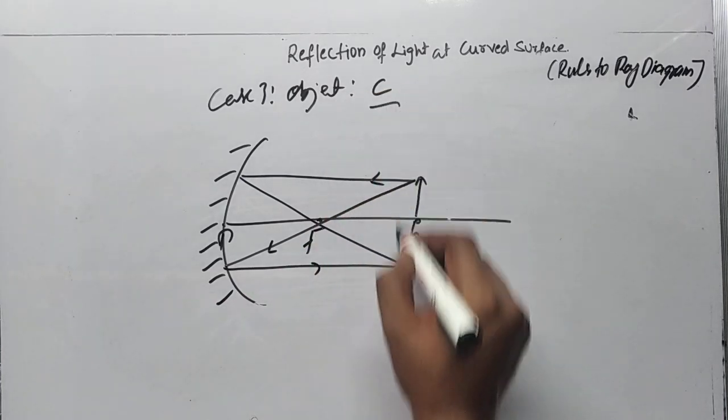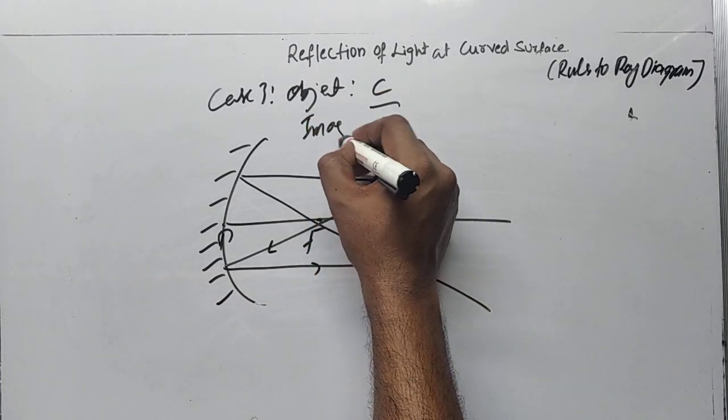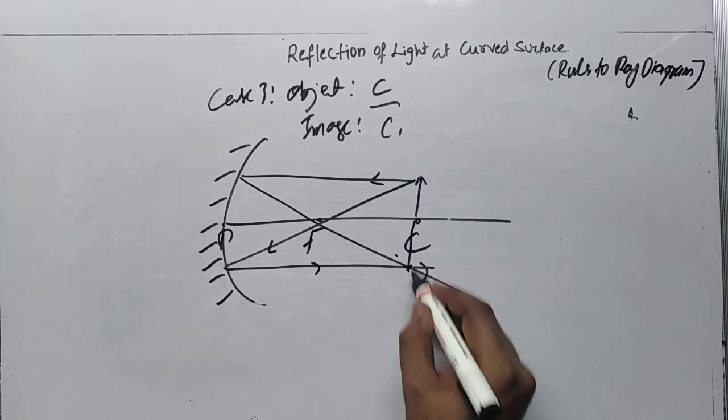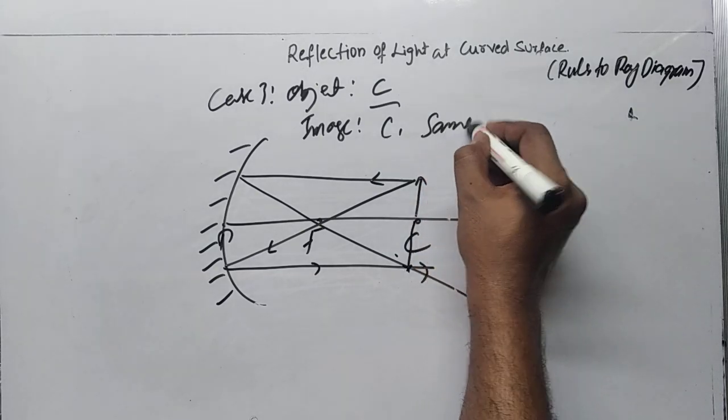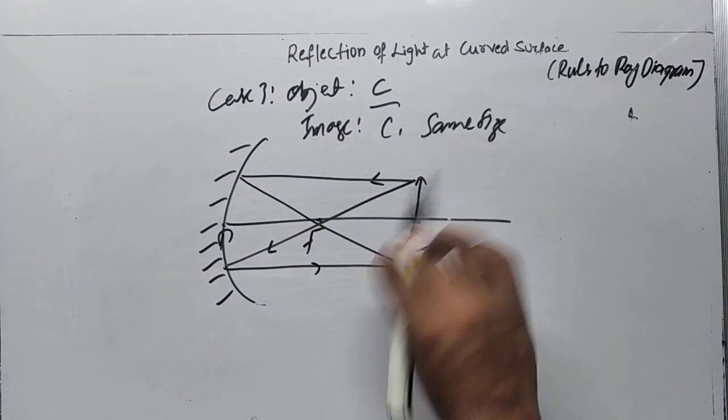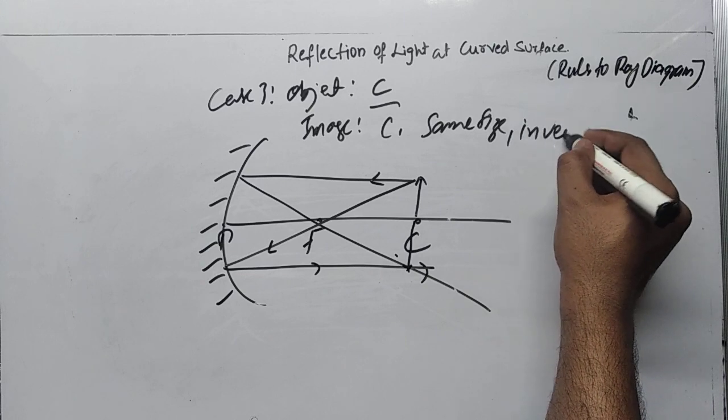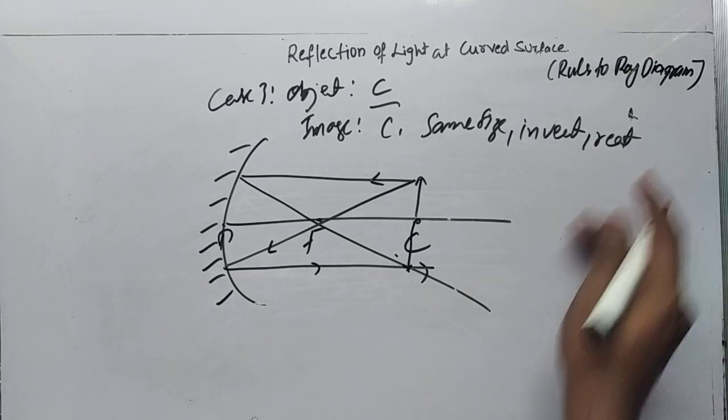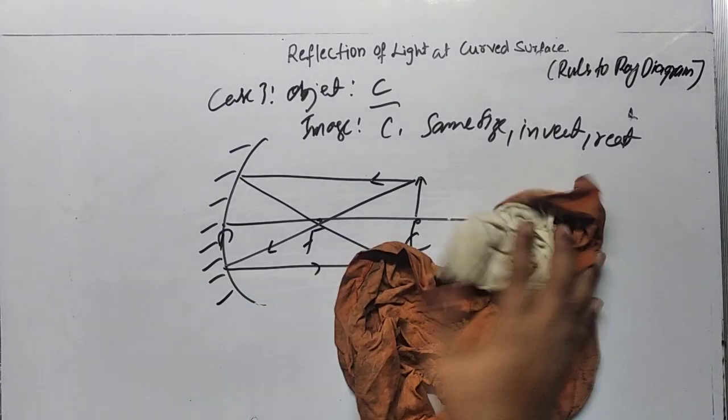So when the object is at C, the image will also form at C. It will be of the same size. This is reversed, same size, inverted, real. Okay, so this is case 3.